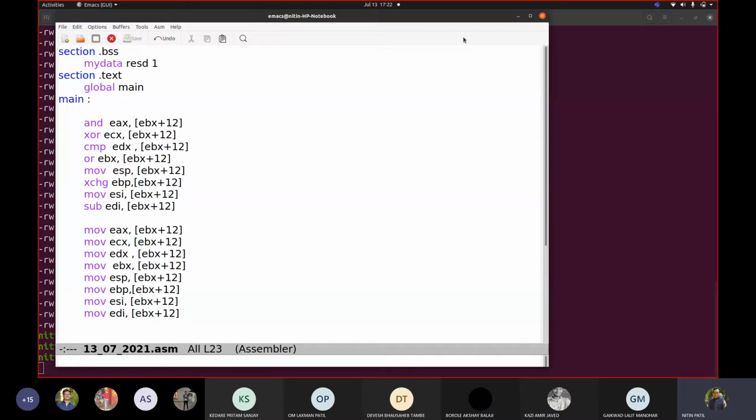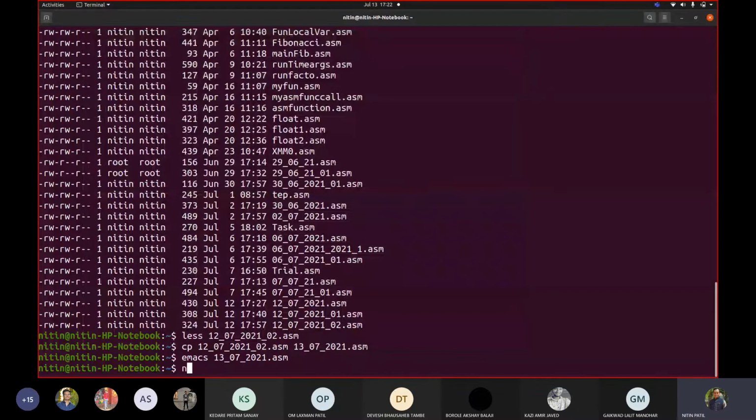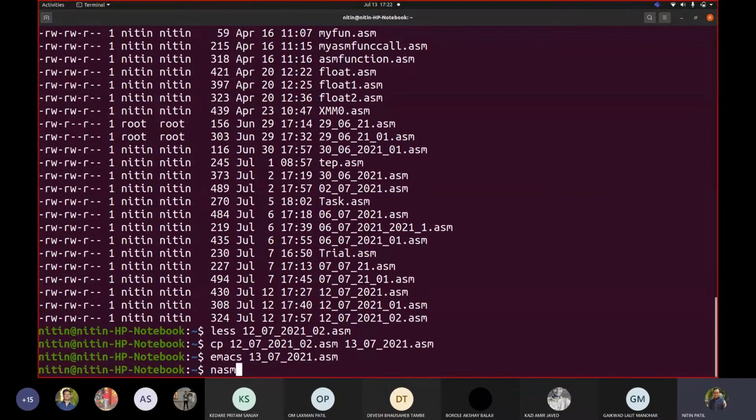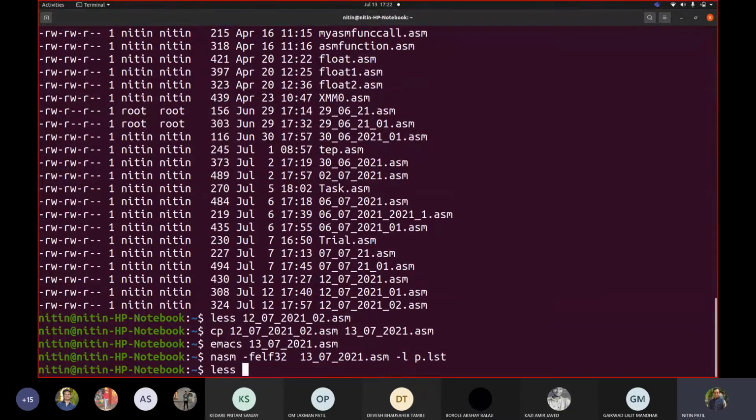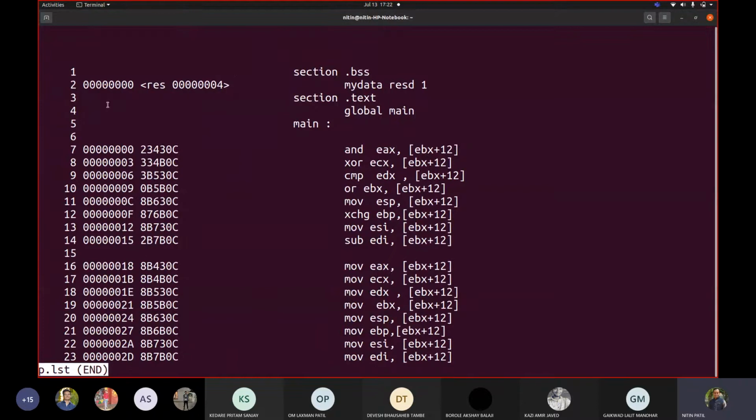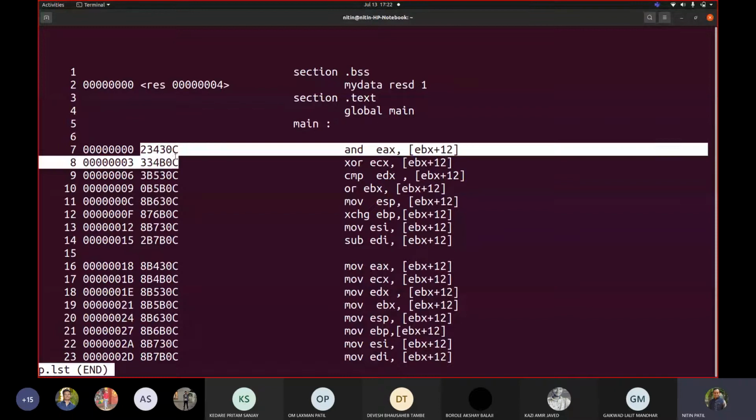Fine. So what we did was we added something. The address that EBX is representing, we are adding plus 12 to it. Let us see what happens. If I assemble this code, say nasm -f elf32, then we have 13072021.lst. If I now open this, see here what you got: 23, 43 and 0C.